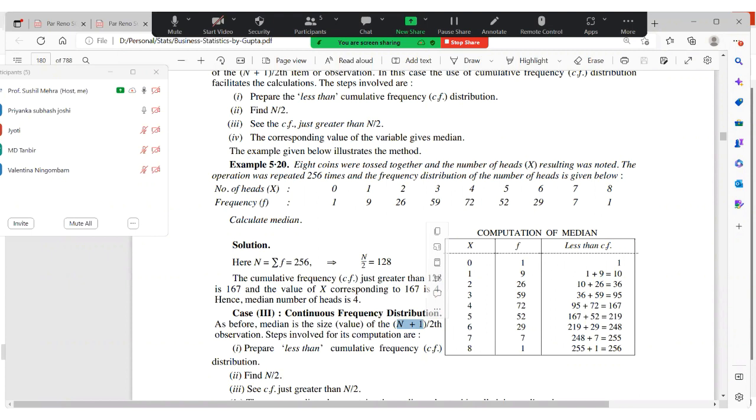256 plus 1 is 257. 257 divided by 2 comes to be 128.5. Now you have to find the number which is just greater than or equal to 128.5. The number just greater than 128.5 is 167.